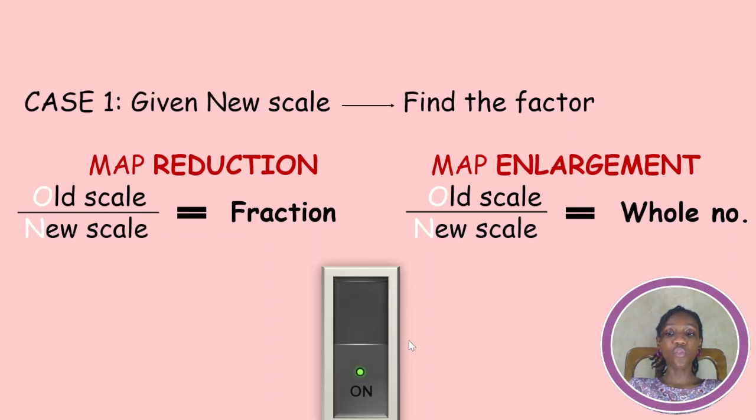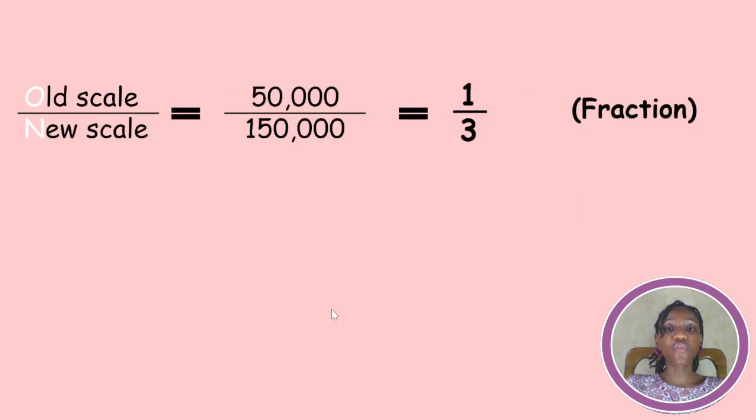So now let's solve for our question. Since we got a fraction, after using the formula old scale over new scale, 50,000 over 150,000, remember we ignored the 1 in the ratio, that gave us 1 over 3.